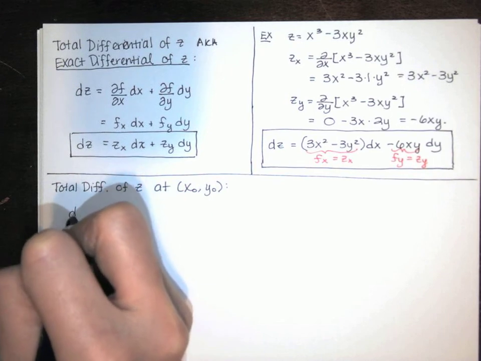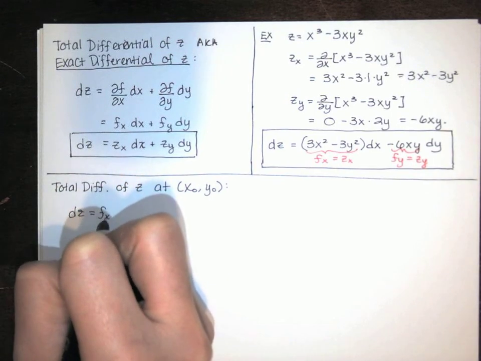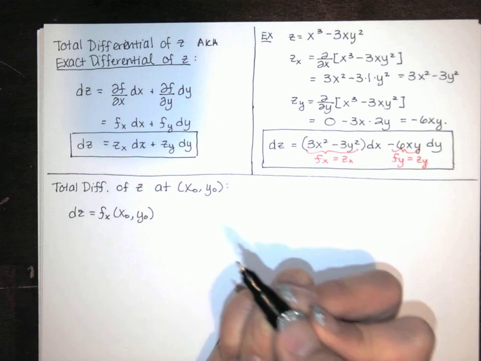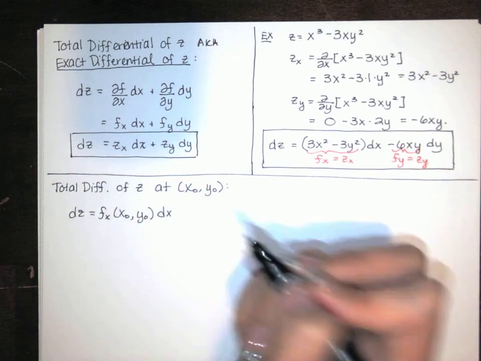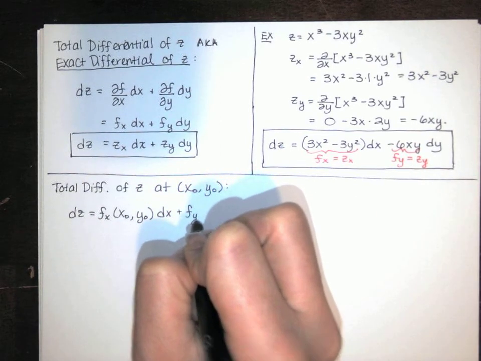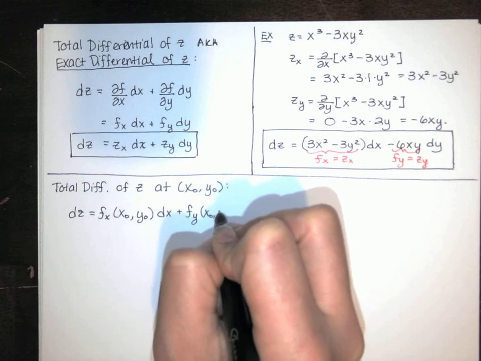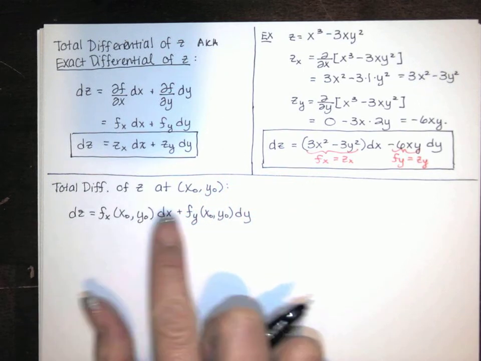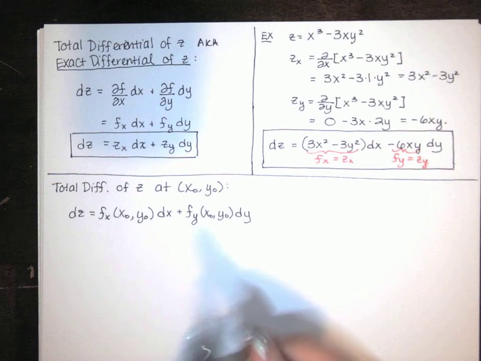So now you've got dz equals the partial of f with respect to x evaluated at x naught, y naught, times dx, plus the partial of f with respect to y evaluated at that point, times dy. So this is a number times dx plus a number times dy.